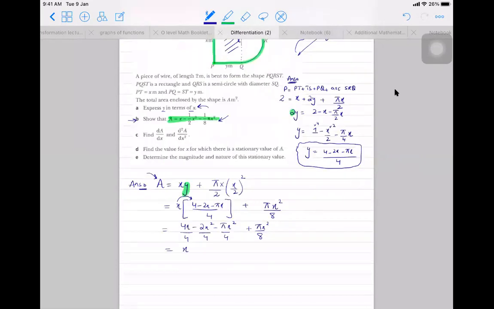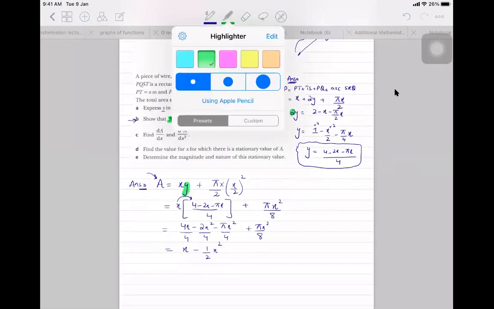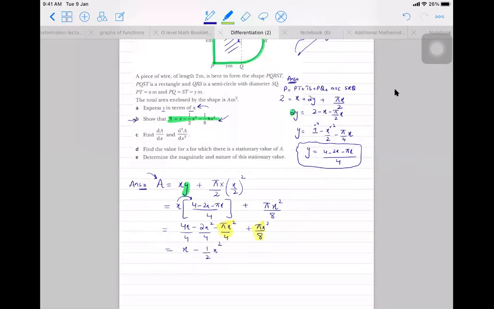So this is x minus 1 upon 2 x square. Now you can solve this part. Minus pi upon 4 plus pi by 8, what value will it give you? This is the same as saying pi upon 8 minus pi upon 4. So pi minus 2 pi, which is negative pi upon 8. So this is going to come out as negative pi upon 8 x square.